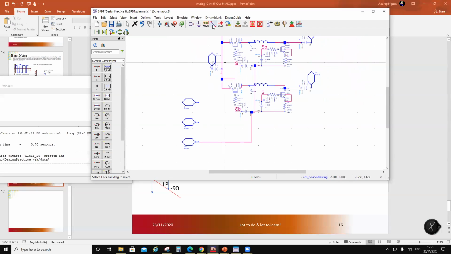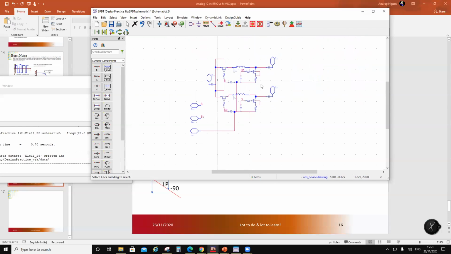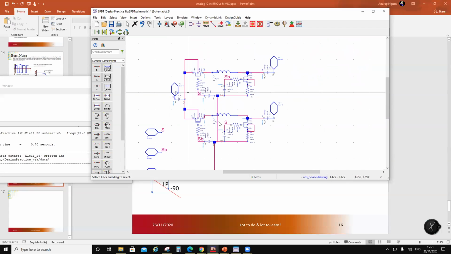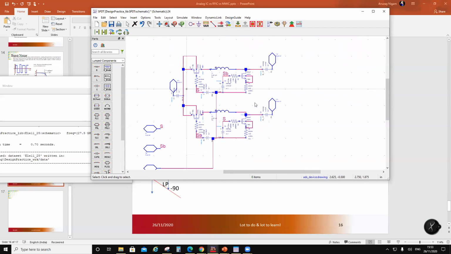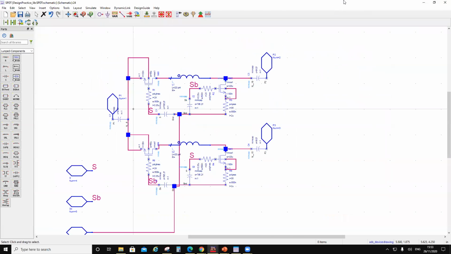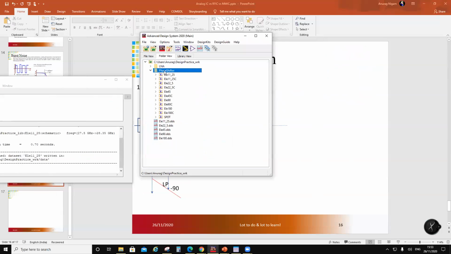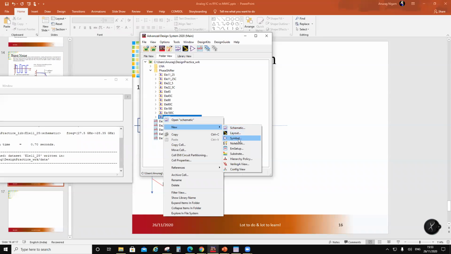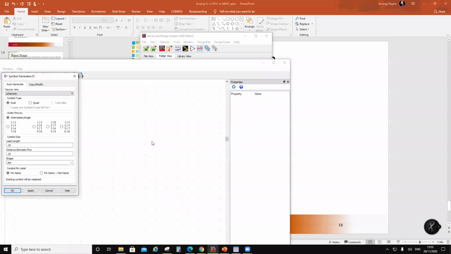Okay, this is S, and this is SB. So my switch is done. I'll make a symbol for this. So a switch is done. I'll make a symbol for this. Create a symbol.